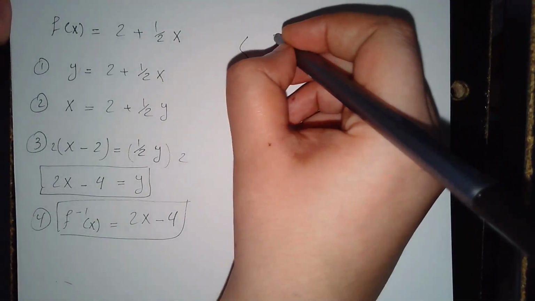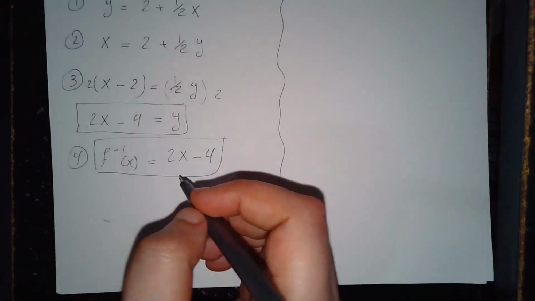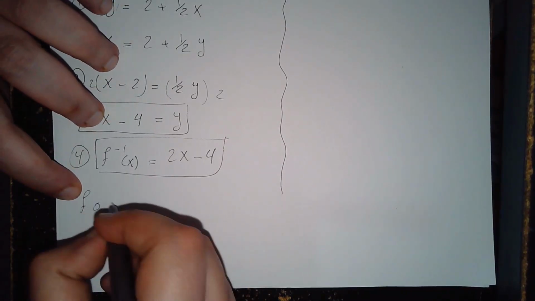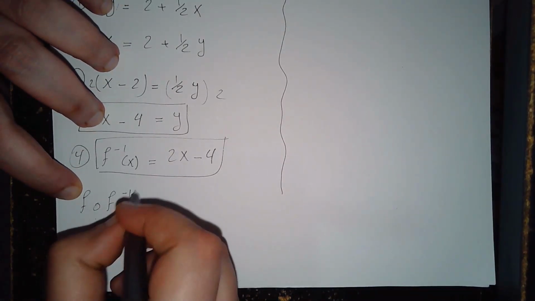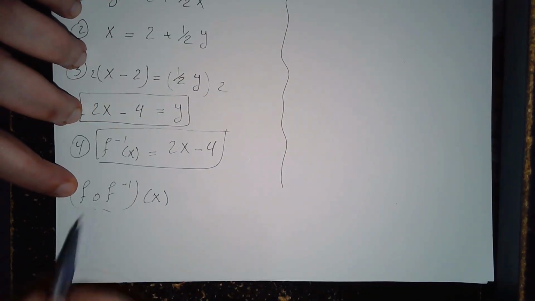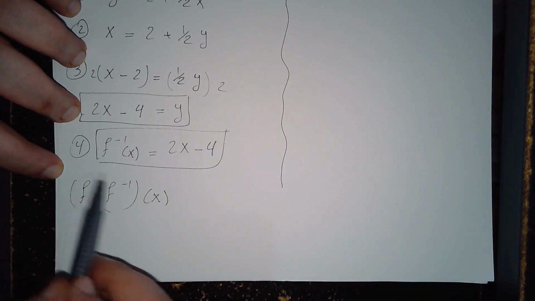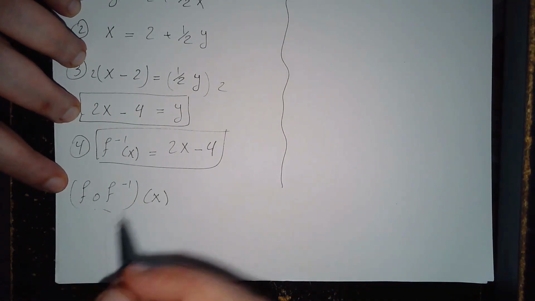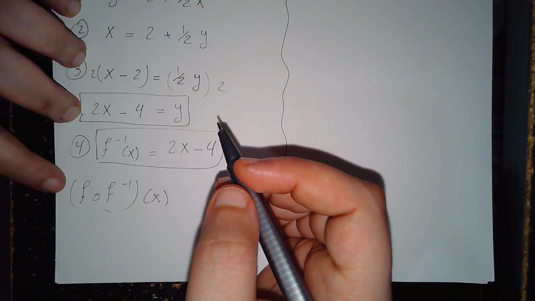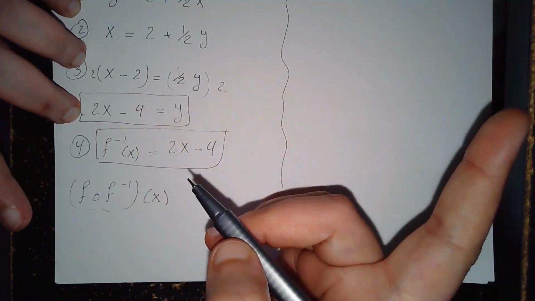So all you have to do for this example, I'm going to write it over here, is find the composition between the two functions we just got. So that is f and f inverse. Now don't be confused that they both have the letter f, because before, when it was f and g, f was the inverse of g, and g was the inverse of f.